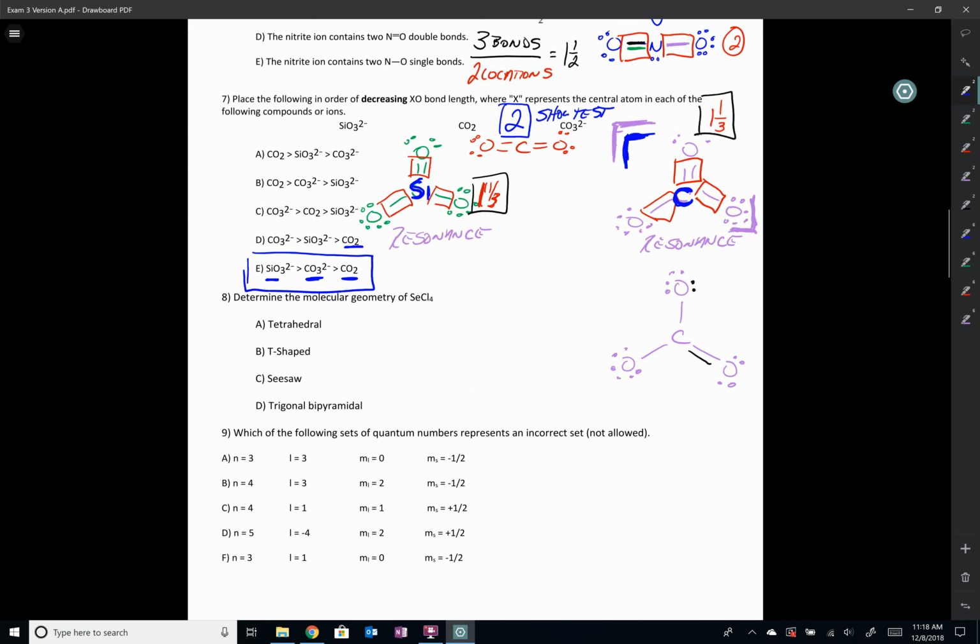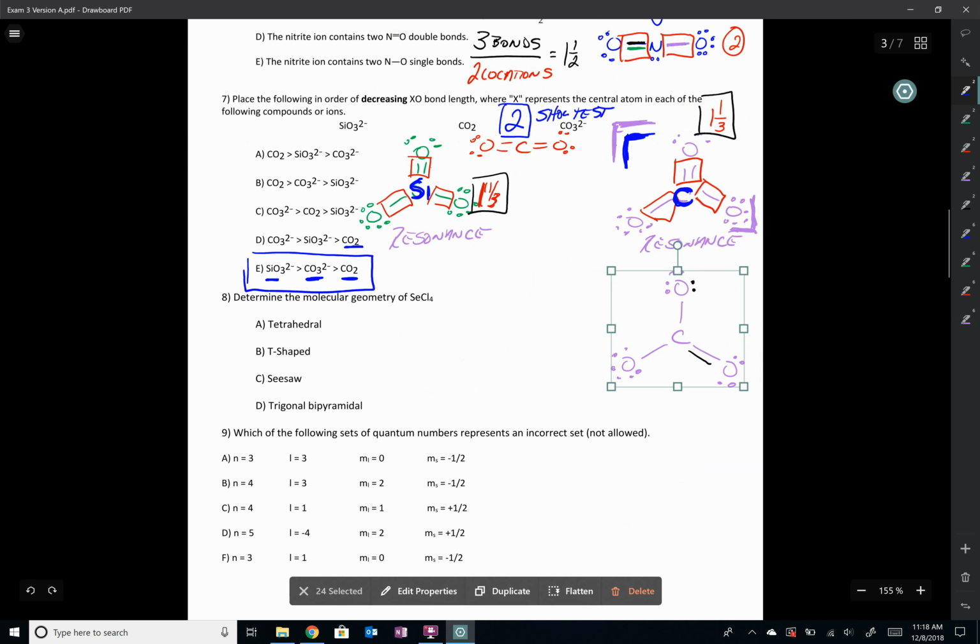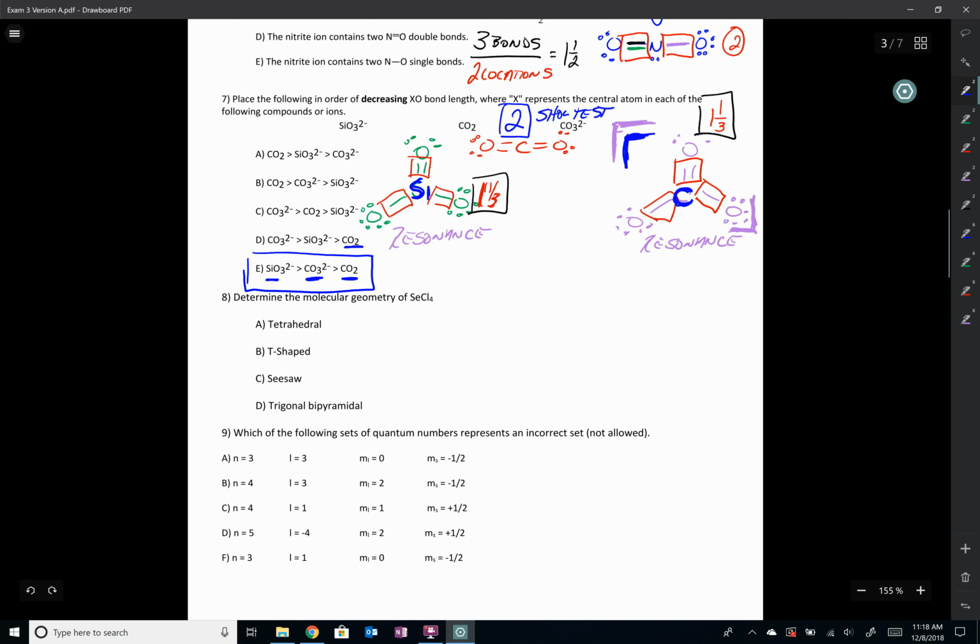SeCl4. Now this ended up being a problem which unfortunately a number of students missed, and I think it was just because we were going too fast through the exam here.